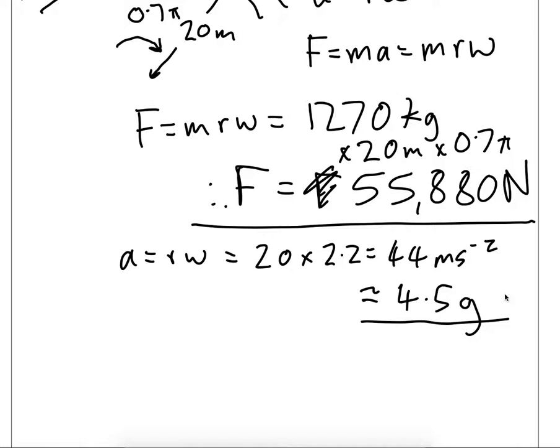So this is probably some kind of racing car. It's not your family sedan. It would have slid off the corner long ago at these kind of speeds. So that hopefully gives you a sense of what that centripetal force looks like.